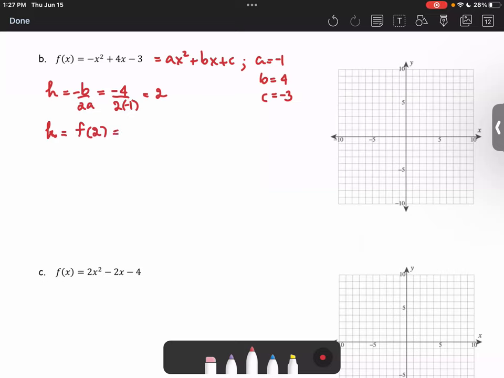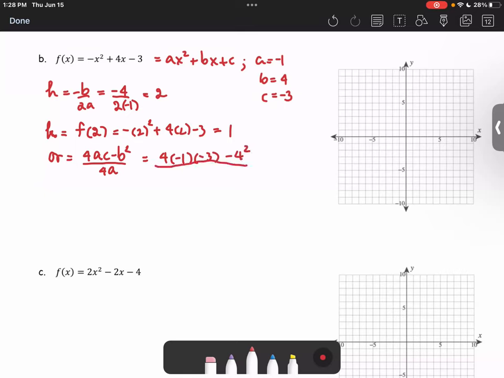You can plug it in directly as negative of the 2 squared plus 4 times 2 minus 3, and that will give us 1, or use the formula as 4ac minus b squared, the quantity divided by 4a, which should return the same number 1. So 4 times a times c minus b squared, all divided by 4 times a, or 4 times negative 1, will be 12 minus 16 divided by negative 4, or the same value 1.